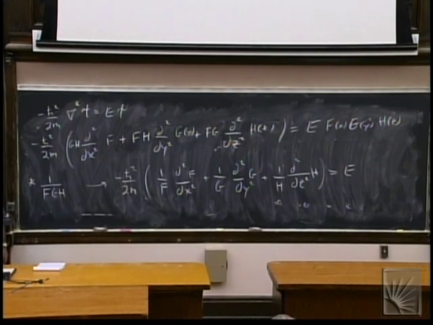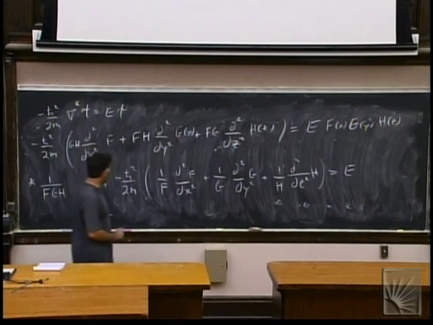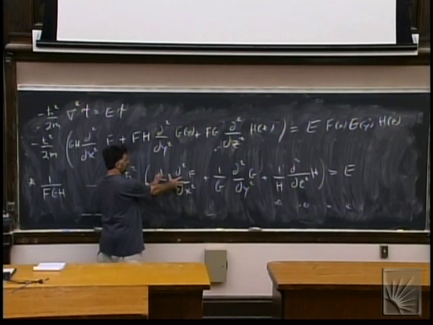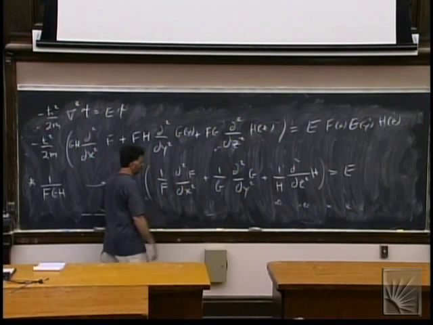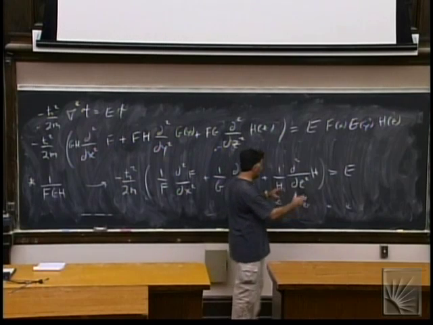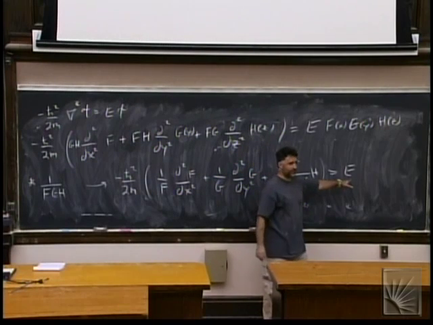That's legitimate, right? Okay with that? So basically what you have is some variation here, plus some variation here, plus some variation here is equal to a constant.